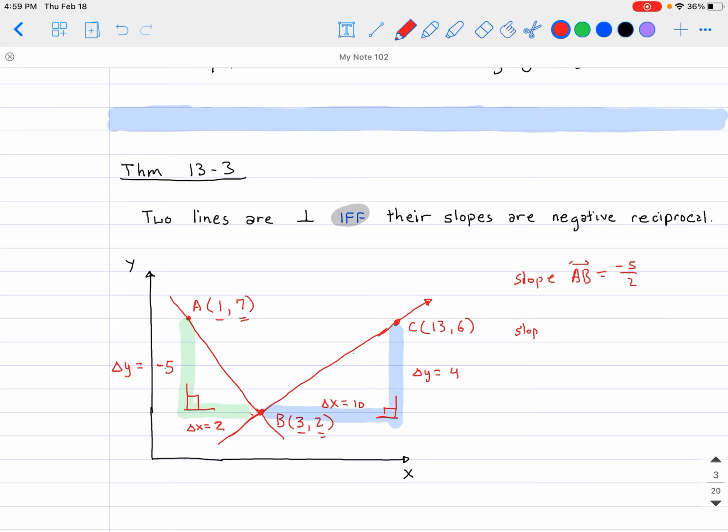So now what I'm going to do is solve for the slope of that one. And the slope in this case for BC is going to be equal to 4 over 10, which is equal to 2 over 5. So you can see that their respective slopes right now are negative reciprocals. So now what I need to do is prove that these two lines are going to be perpendicular to each other. Well, now let's go ahead and look at it a little bit more carefully.